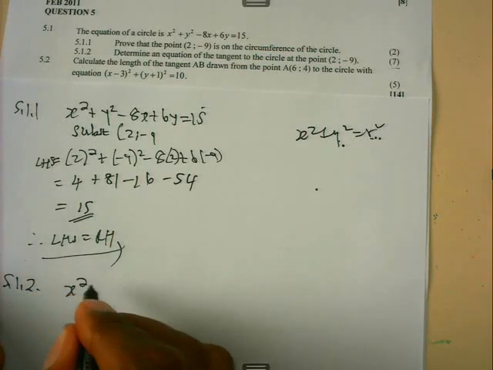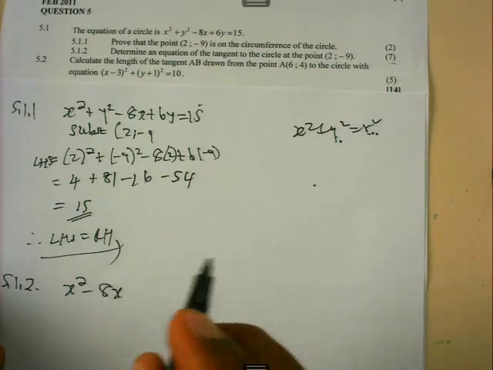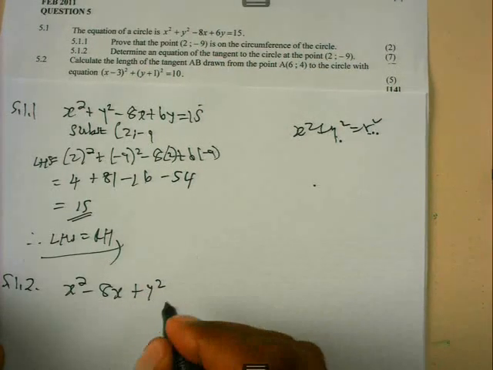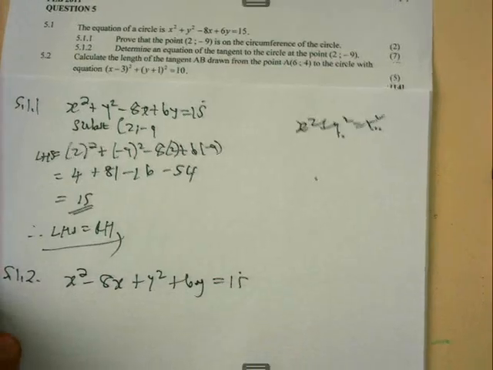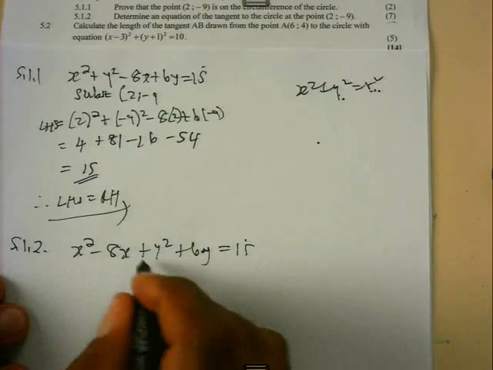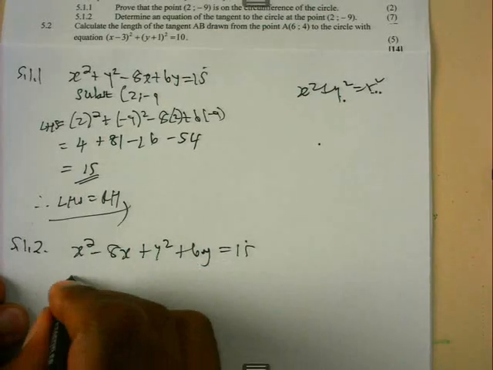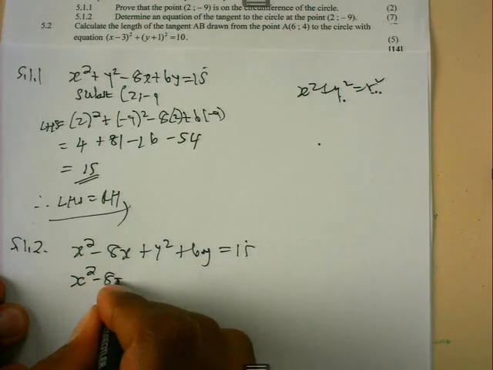Then we have x squared minus 8x, then plus y squared plus 6y equals 15. Right, from here, remember, if you want to have the center, you need to complete the square here to have x squared minus 8x.